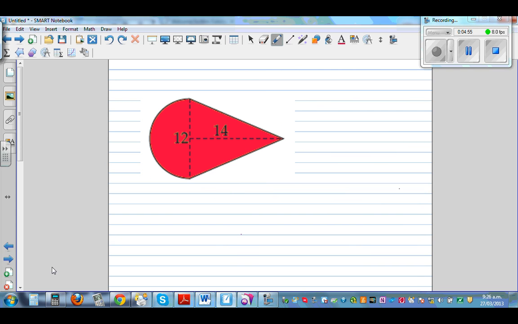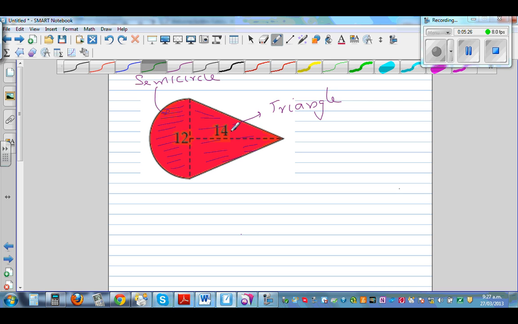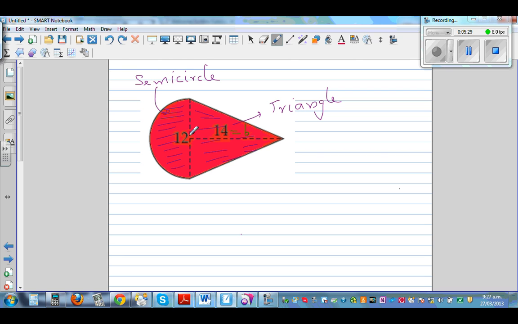Okay, the next question. Now this is a semicircle, and this is a triangle. Area of a triangle is base times height divided by 2, and this is a semicircle. So let's start with the triangle. So this is the base for the triangle, and this is the height.